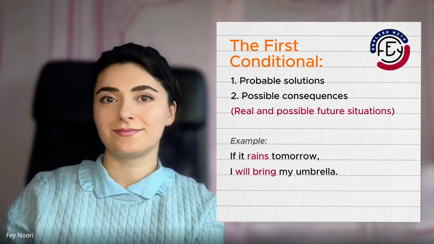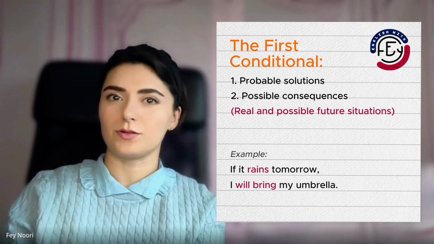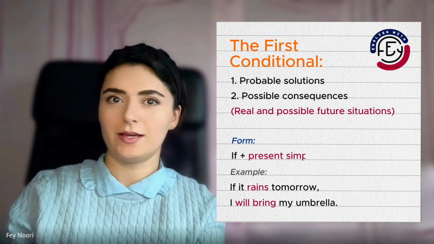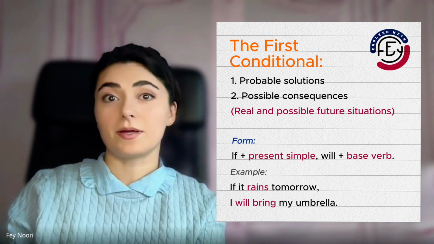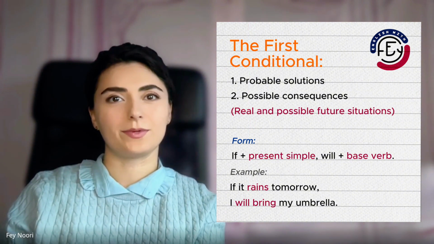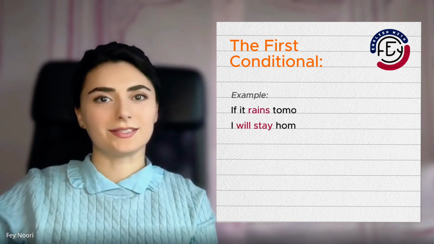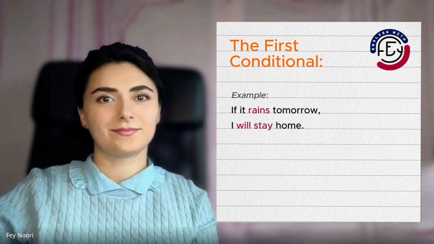So, notice how in this sentence, in the if clause, if it rains tomorrow, we use the simple present, but in the main clause, I will take an umbrella, we use will plus verb. If it rains tomorrow, I will stay home.